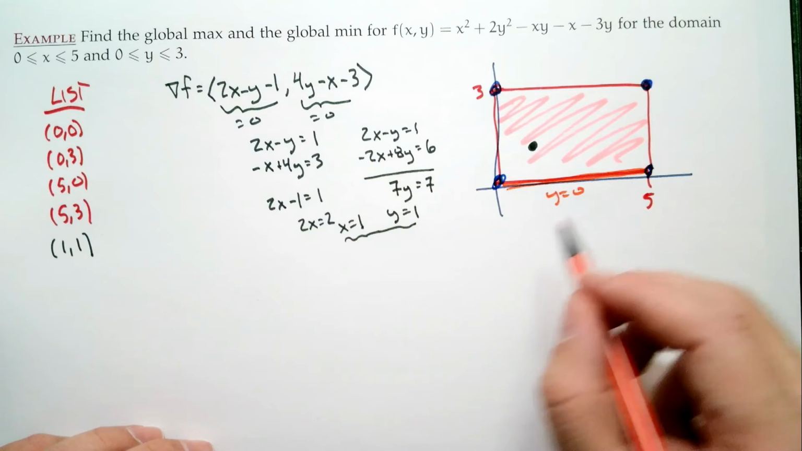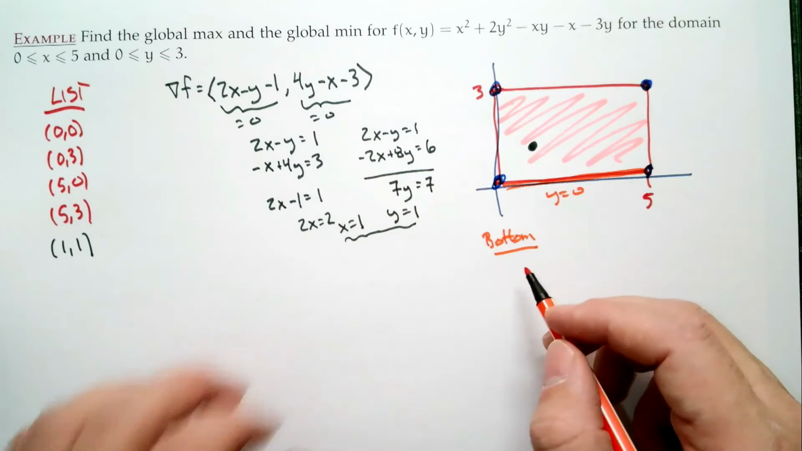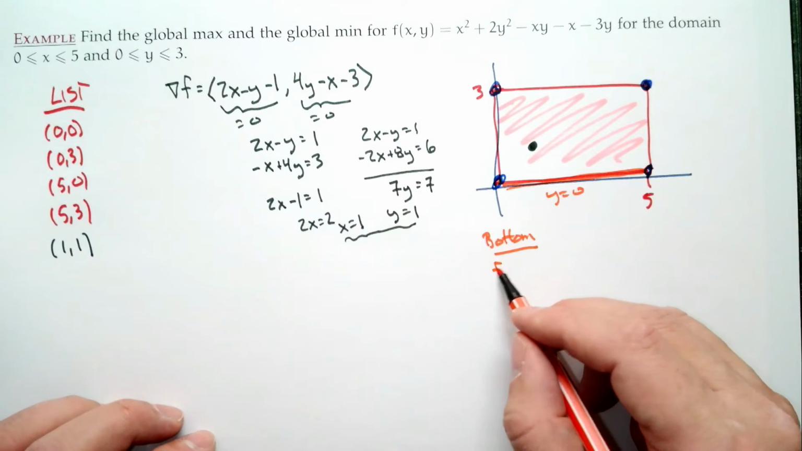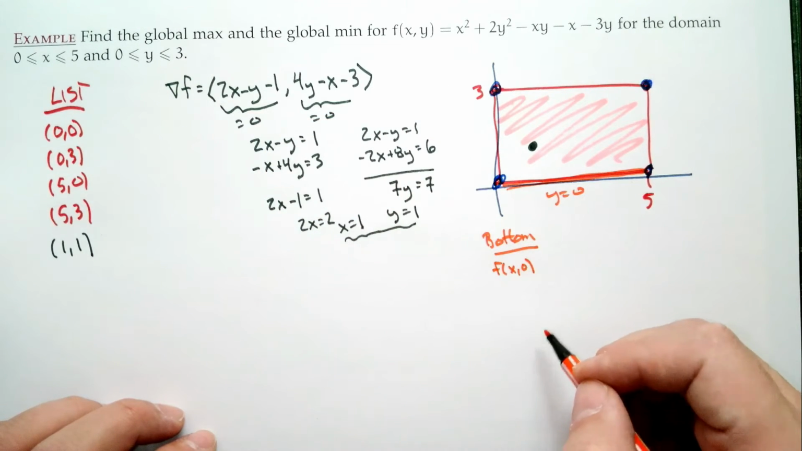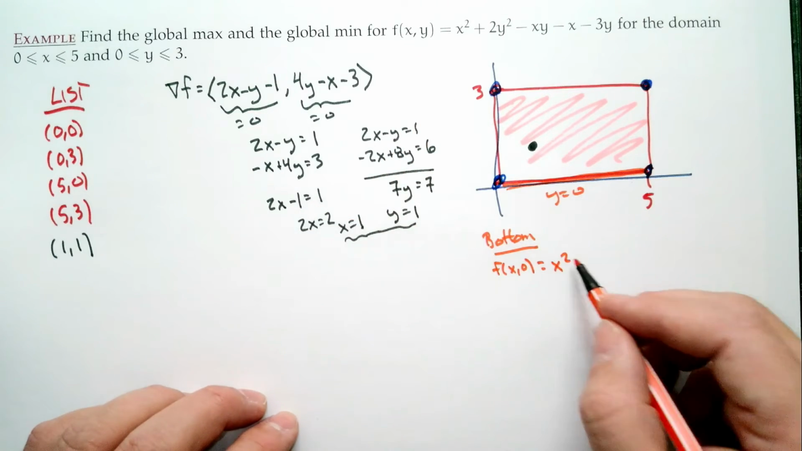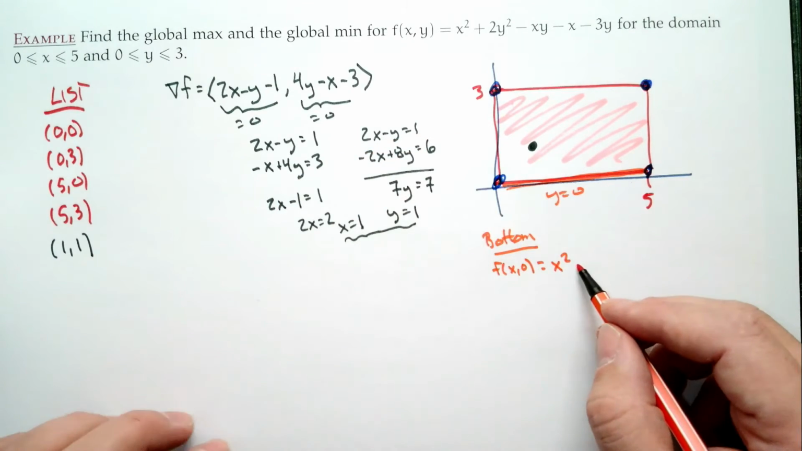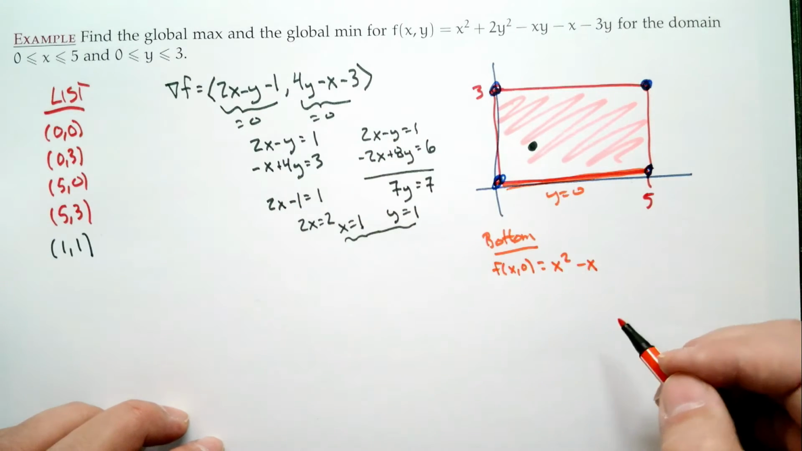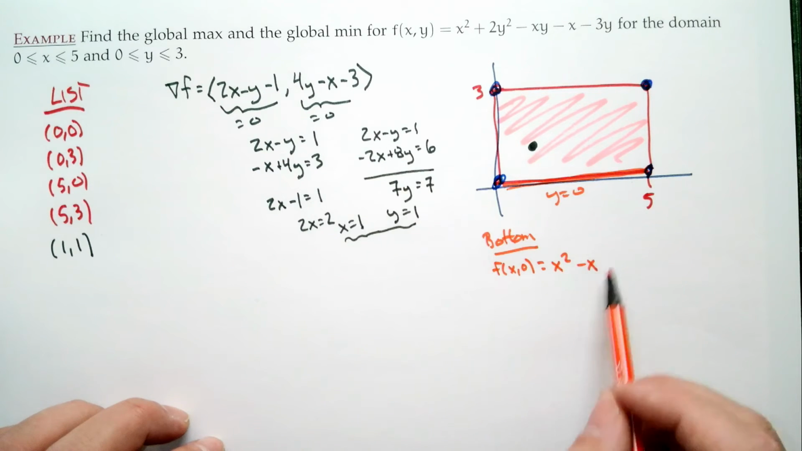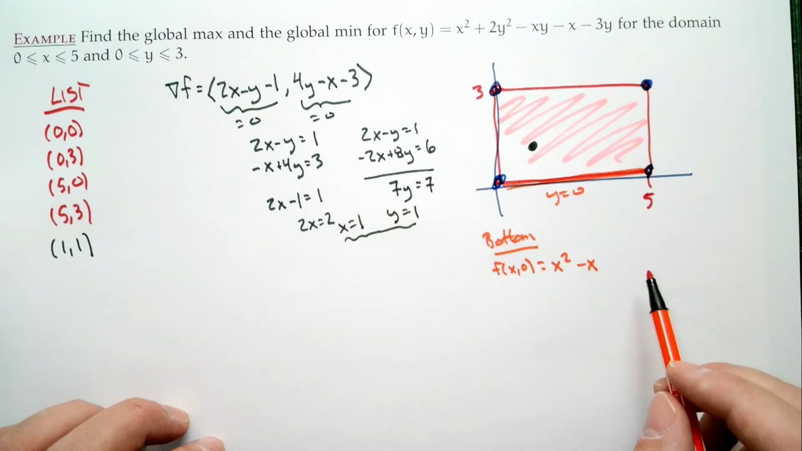y equals 0 on the bottom. So when we're doing the bottom, instead of thinking of our function as f of x comma y, I can think of it as f of x comma 0. So that becomes x squared plus 0 minus 0 minus x. Now I can think of this as a function of a single variable, x. So we take the derivative.